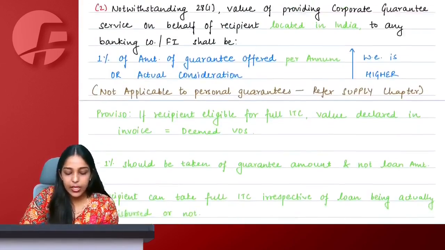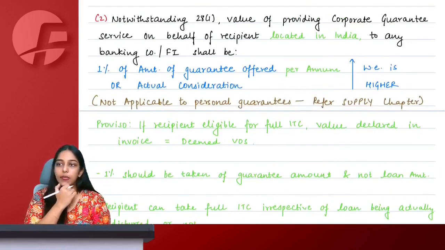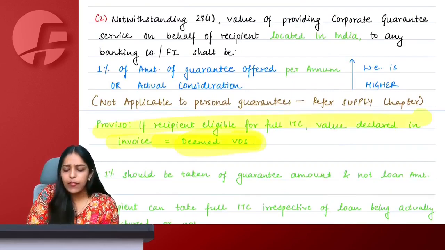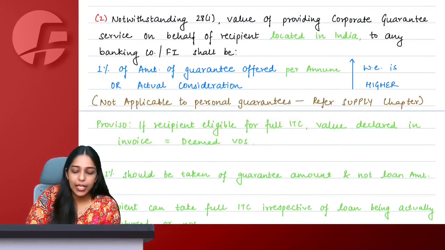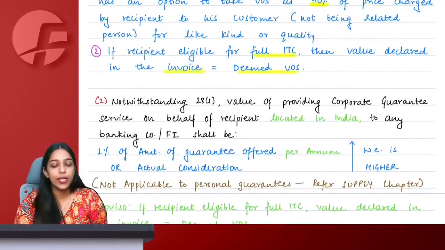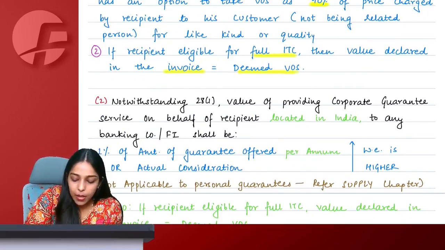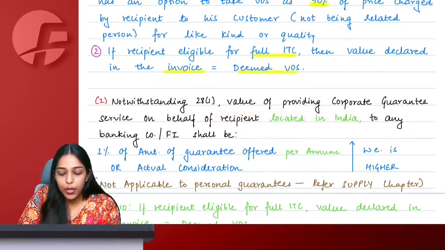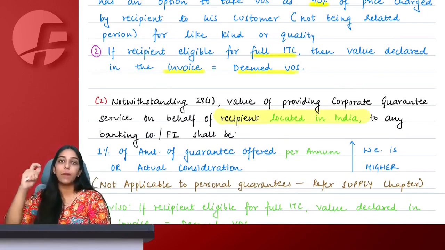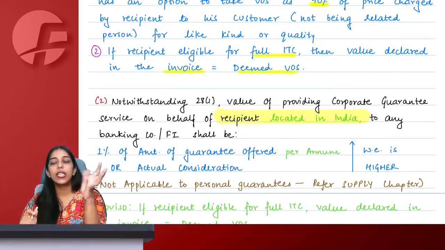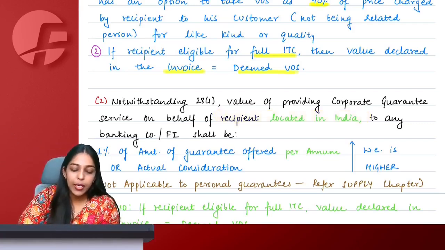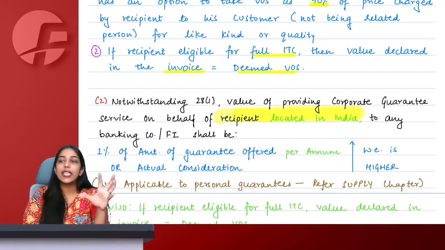Now here again we are saying that if my recipient is eligible for full ITC on this corporate guarantee, then whatever I declare in the invoice for giving the guarantee will be accepted. I am saying that my recipient who is taking the loan should be located in India only. This is an amendment now, which means if a guarantee is given to a company outside India, being a related person, it will not fall under Rule 28.1. Particularly, the recipient who is taking the loan has to be in India.